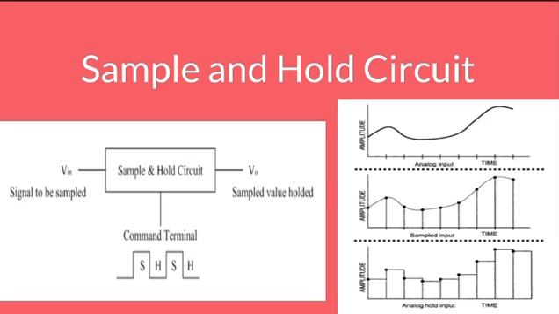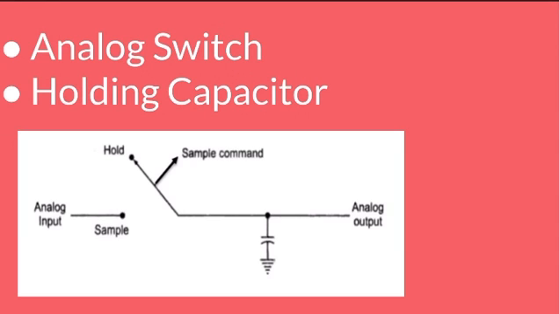For understanding the operating principle of this S and H circuit, we will use some simple diagrams. This S and H circuit consists of two basic components: an analog switch and a holding capacitor. The image shows the basic S and H circuit.